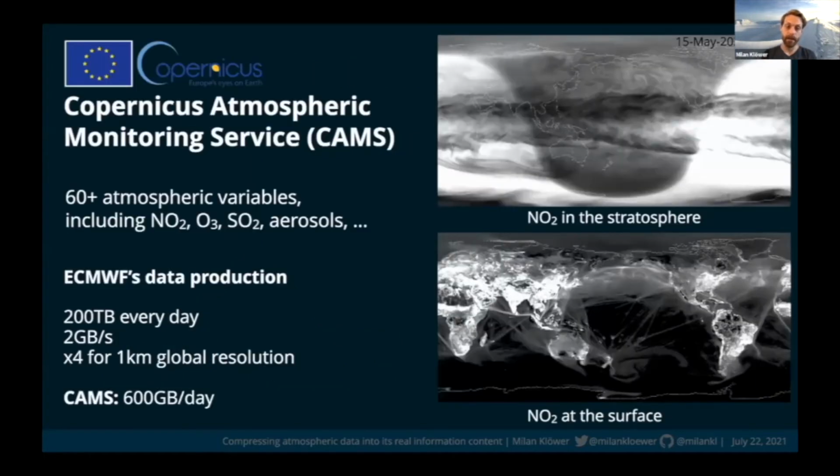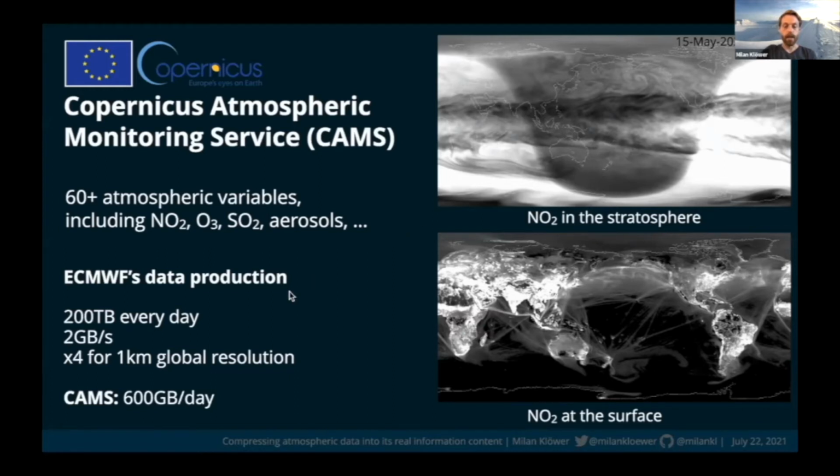We've applied this idea to the Copernicus Atmosphere Monitoring Service, CAMS, that we've already heard about in the last talk. We have more than 60 atmospheric variables, things like nitrogen dioxide, ozone, and so on, and a lot of aerosols. You just see two pictures here of what this can look like. There are a lot of different physical processes involved. You see ship tracks at the very bottom in nitrogen dioxide at the surface, but you also see a lot of turbulence and mixing. You can even see impacts of solar radiation on the nitrogen dioxide levels.